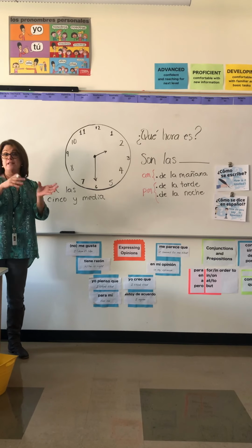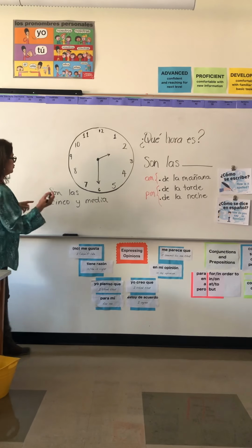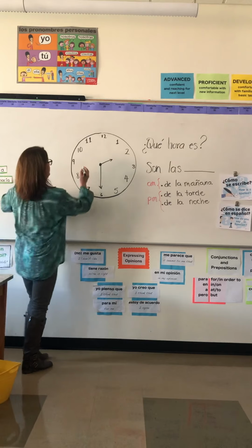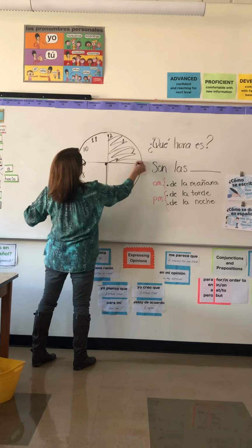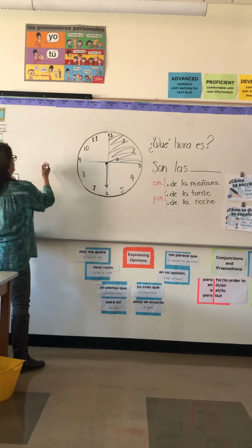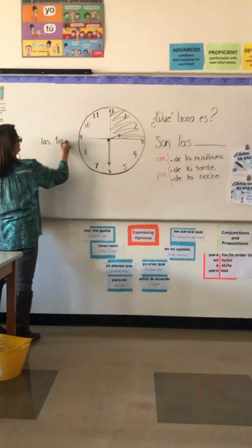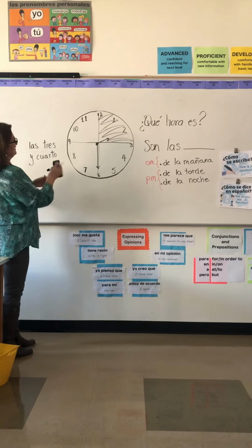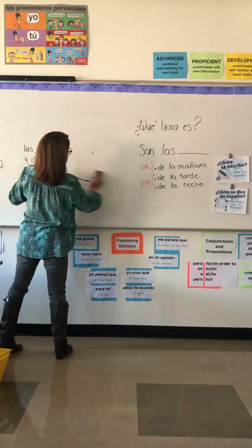Now, the other thing we're going to learn is 15. 15 minutes. So instead of saying las 3 y 15, we could also say las 3 y cuarto. Cuarto is a quarter. So this would be un cuarto. So if it's 3:15, we would say las 3 y cuarto.